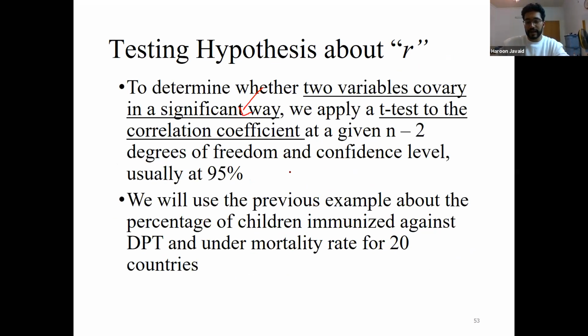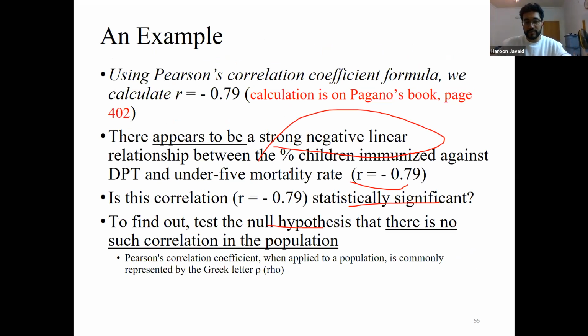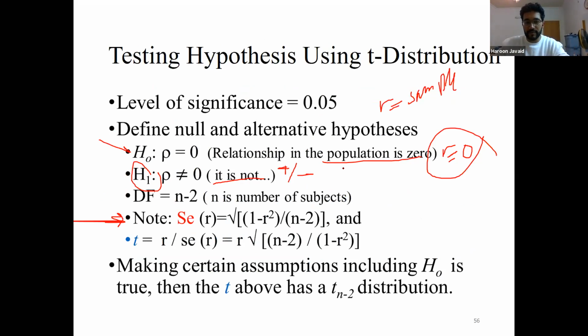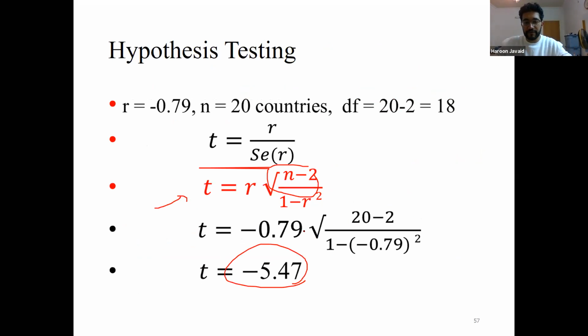Now one more thing that they may ask you is what will be the degree of freedom over here? You remember the t-test? So over here, the degree of freedom is going to be the total number of values that you have. Over here, they had 20 countries, if you remember, and you will subtract 2. Over here, it's 2. This is the only difference.